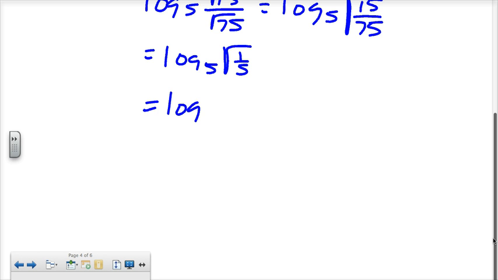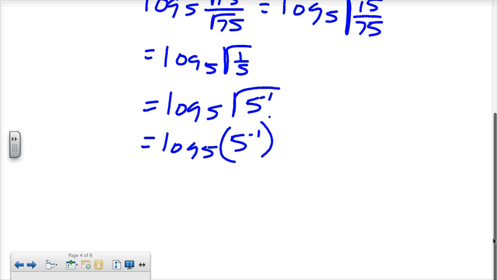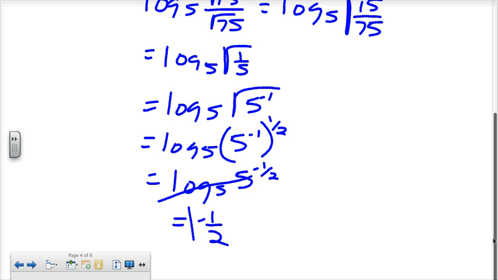So let's start here by saying, okay, we know that 1/5 is 5 to the negative 1. Then we know that square roots are the 1/2 power. So this is really logarithm base 5 of 5 to the negative 1/2, because when you have a power to a power, you multiply. And that is where it gets really cool, because these two are going to drop out. They are inverses of each other, and we get a negative 1/2.